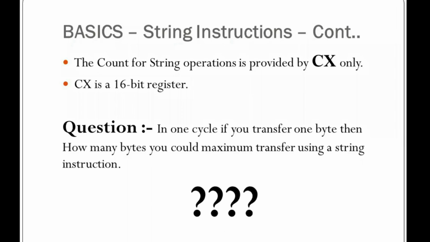In one cycle, that means in one single operation, if you transfer 1 byte, it means that at one iteration, you have transferred 1 byte, such that maximum how much data you can transfer based on the maximum value that you can assign on CX. The answer depends upon the value of CX. If value of CX is 5, then you can transfer 5 bytes. If value of CX is 8, you can transfer 8 bytes. So what is the maximum value that we can keep in CX?